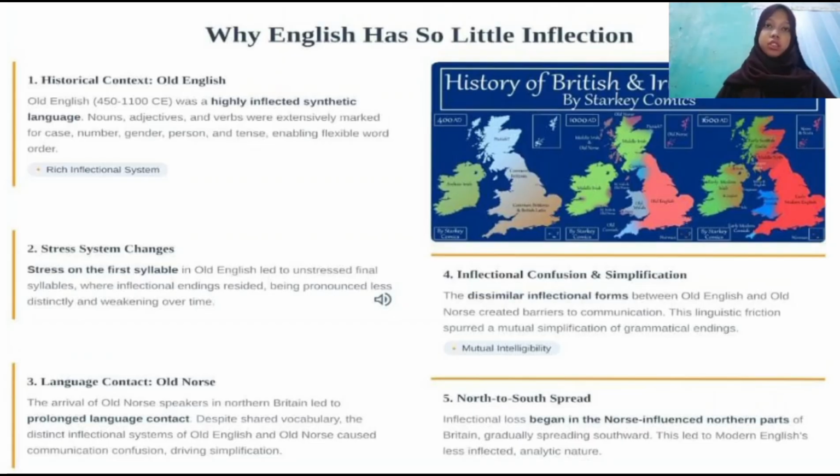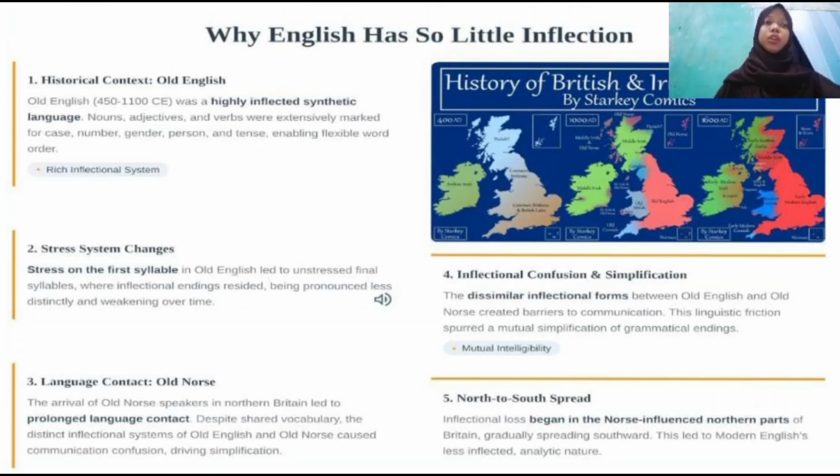Second, stress system changes. Stress on the first syllable in Old English led to unstressed final syllables, where inflection endings resided, being pronounced less distinctly and weakening over time. Third, language contact with Old Norse. The arrival of Old Norse speakers in northern Britain led to prolonged language contact. Despite shared vocabulary, the distinct inflectional systems of Old English and Old Norse caused communication confusion, driving simplification.